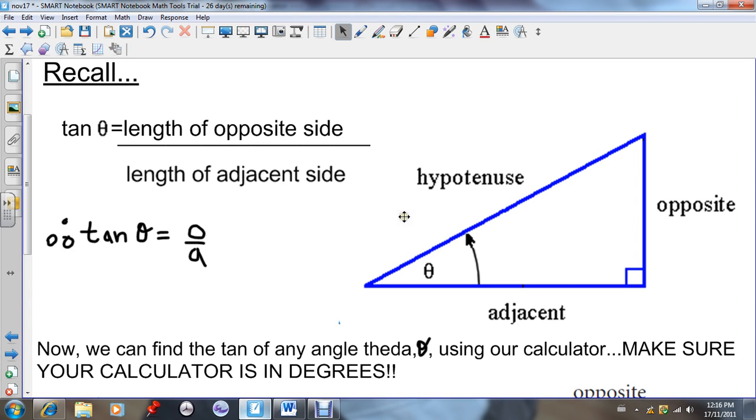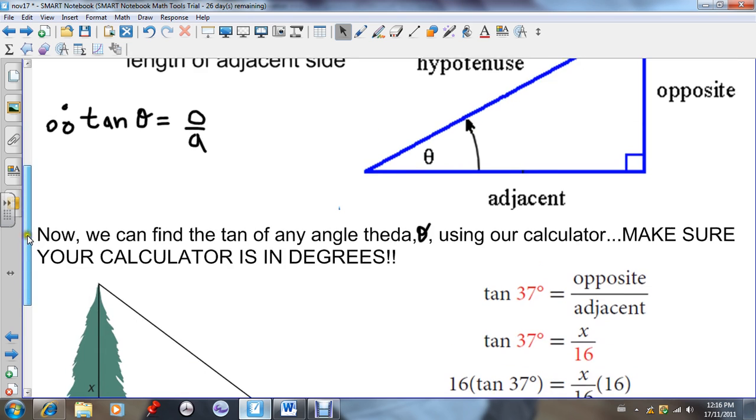Now, you can find a tan of any angle theta, and it's going to be equal to the length of the opposite side over the length of the adjacent side. Let's use this in a practical situation. All we're doing is we can be given numbers for these two, or a number and a side unknown and an angle, and we can solve. Let me show you how it's done.